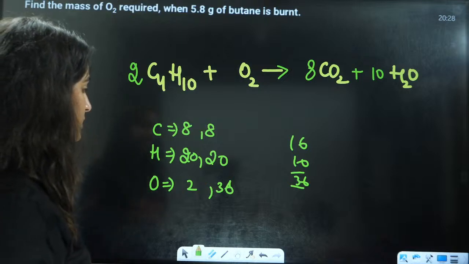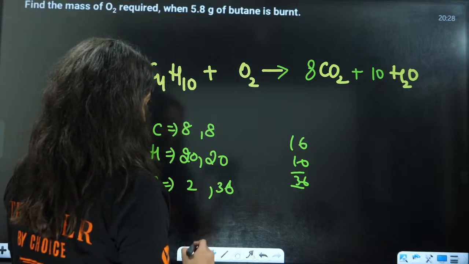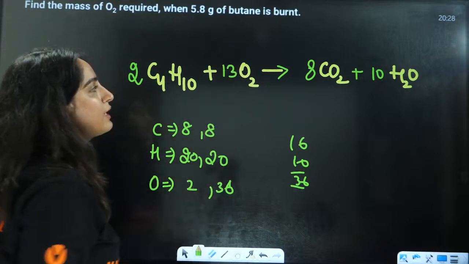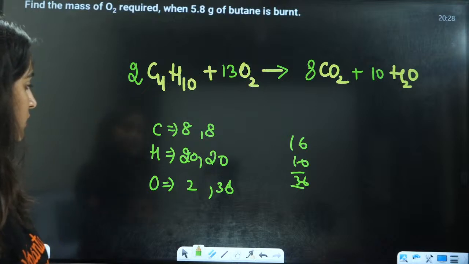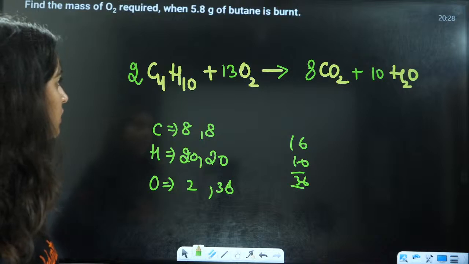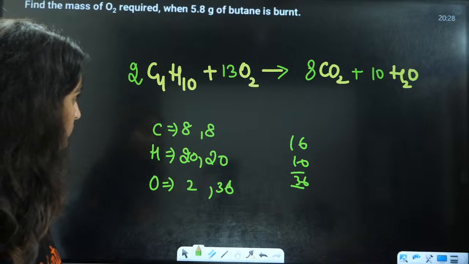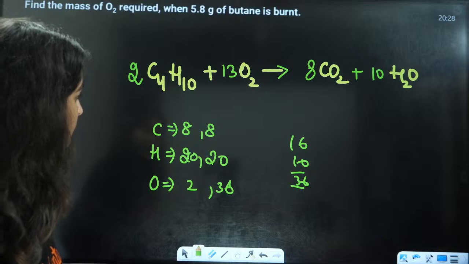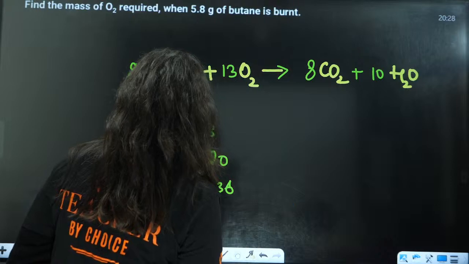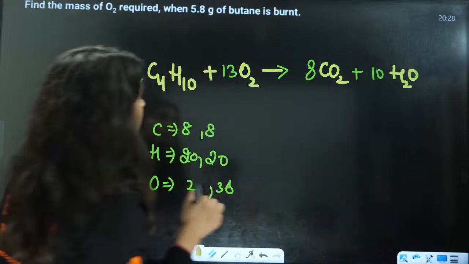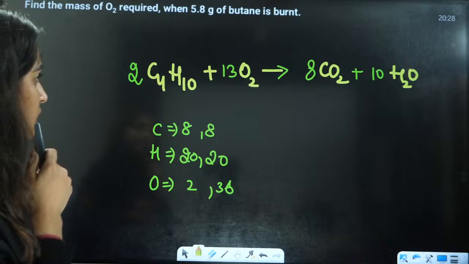Now if I multiply this by 13, right? Just a minute. Have I balanced it right? Have I balanced it right, everyone?